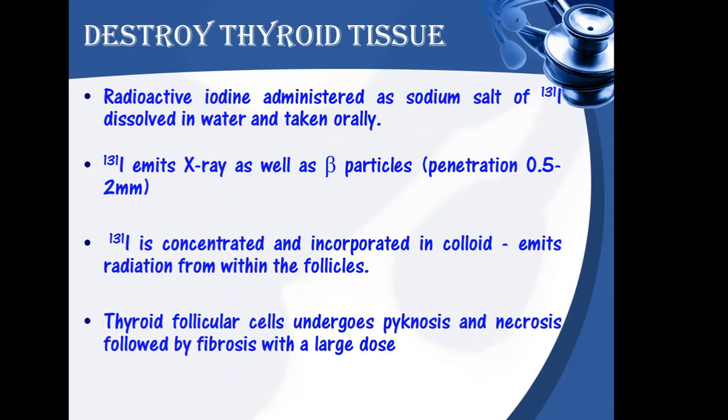The third is destroying the thyroid tissue by radioactive iodine, which is administered as a sodium salt. Iodine-131 emits gamma rays as well as beta particles, and it can be concentrated and incorporated in colloid, thereby emitting radiation from within the follicles. As a result, the follicular cells undergo pyknosis and necrosis, followed by fibrosis, with a large dose leading to massive tissue damage.